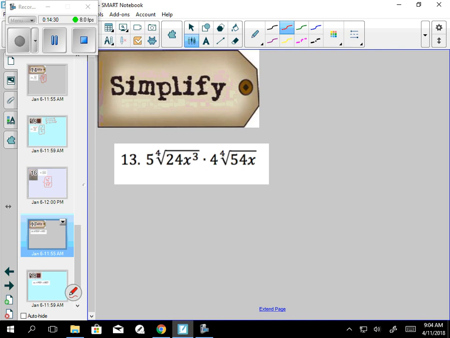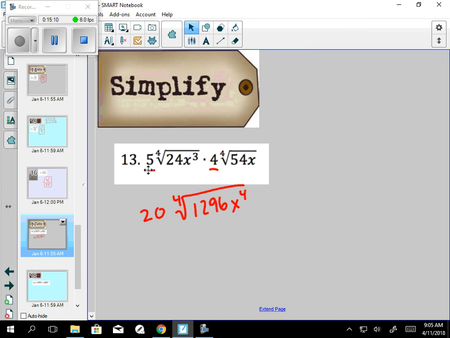Next one. Now this one's a fourth root. Okay, so you got 2 radicals. First step on one like this, I would probably combine this into one thing and then try to simplify from there. So you got 5 times 4. We want to multiply the stuff outside the radical sign. That would be 20. And now let's multiply the stuff inside this fourth root. And so if you take 24 times 54, you get 1296. Multiply the x's, x to the third times x would be x to the fourth power.